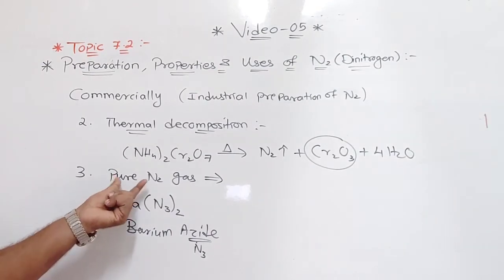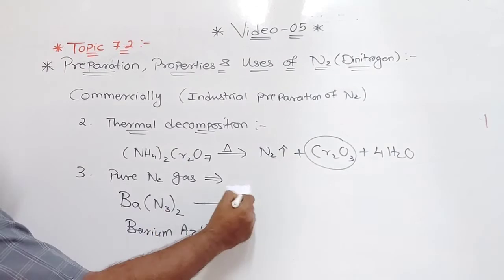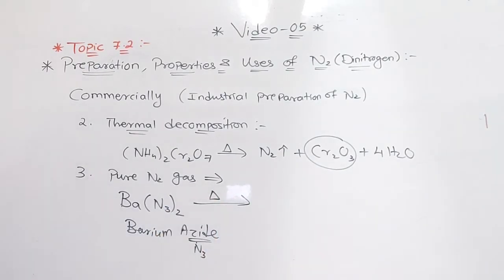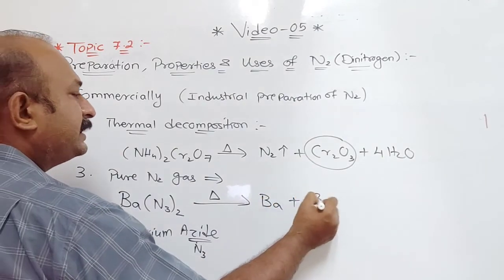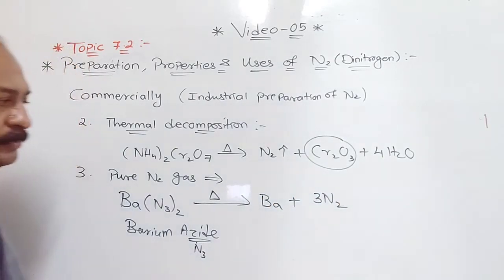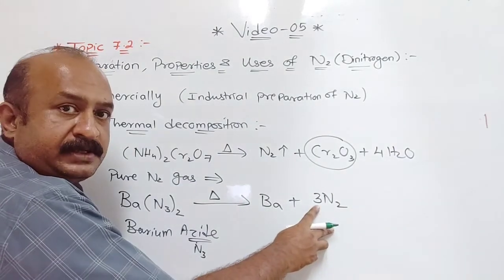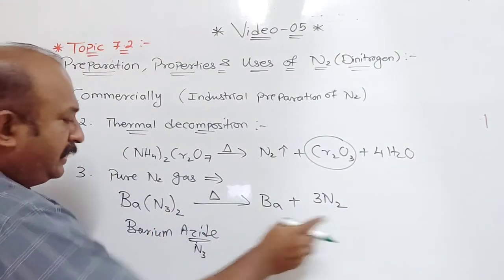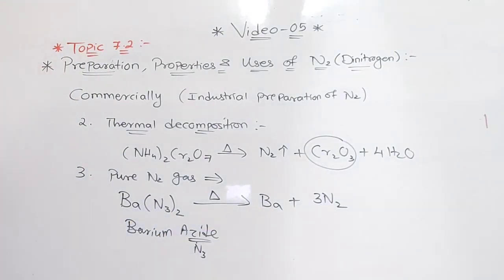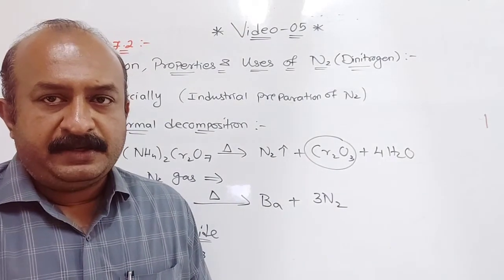So, if you want to prepare pure N2 gas, you can prepare it by heating barium azide. What will happen in this case? If you heat barium azide, barium will get separated, and you will get 3 N2. Understood? Many times students have problems balancing this. Here you can see 3 2s are 6, 3 2s are 6. Like this, you can balance it directly, or the trial and error method is also there for balancing.